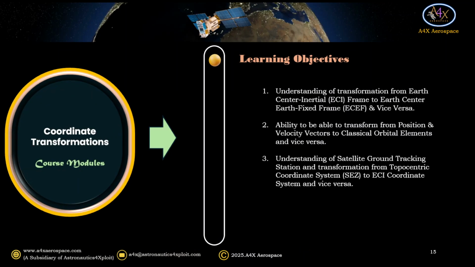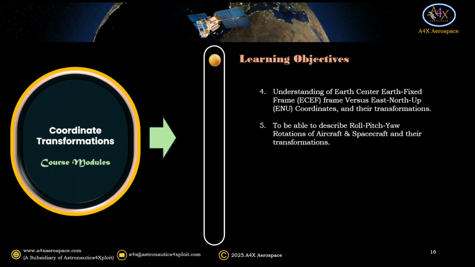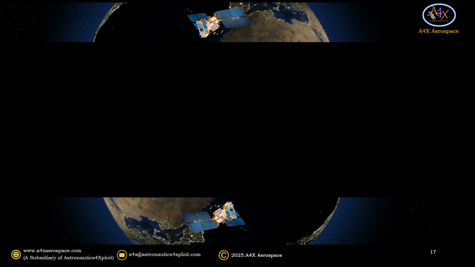Understanding of transformation from Earth Center Inertial Frame to Earth Center Earth Fixed Frame, and vice versa. Ability to be able to transform from position and velocity vectors to classical orbital elements and vice versa. Understanding of satellite ground tracking station and transformation from topocentric coordinate system to ECR coordinate system and vice versa. Others are understanding of Earth center Earth fixed frame versus east-north-up coordinates and their transformations. To be able to describe rotations of aircraft and spacecraft and their transformations.